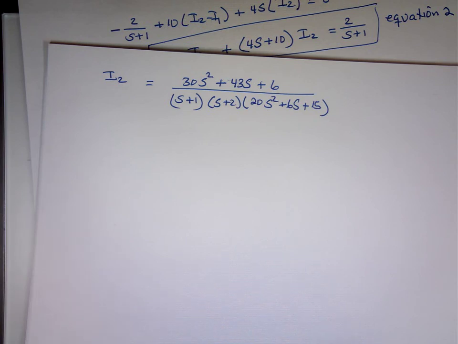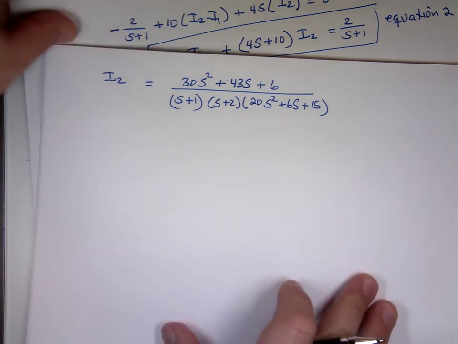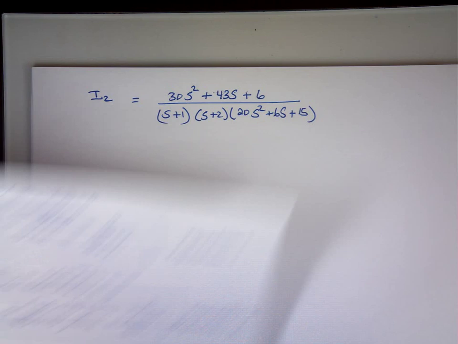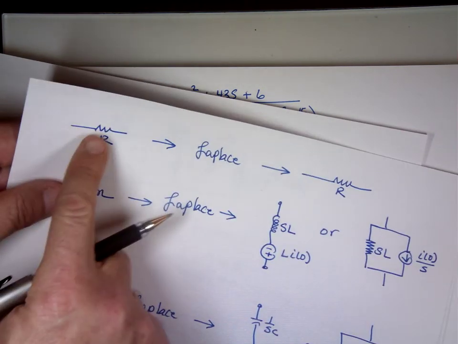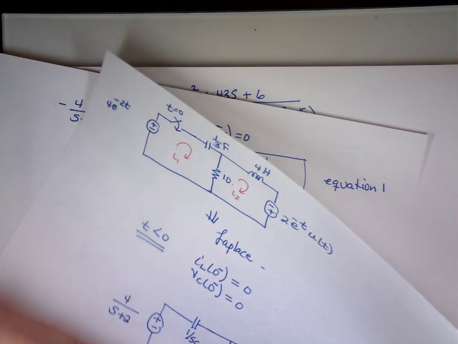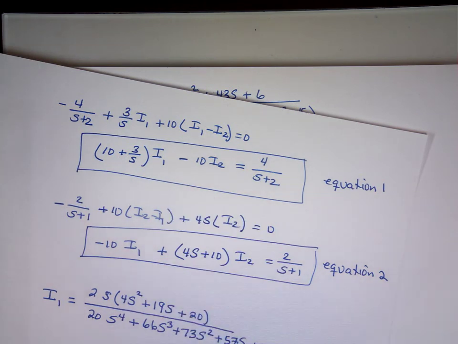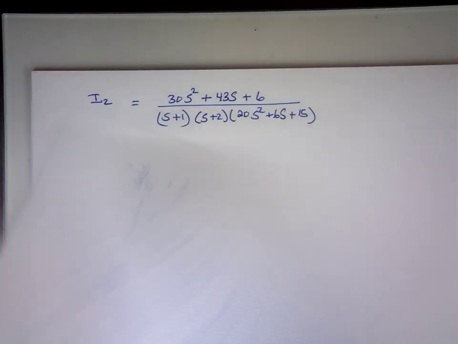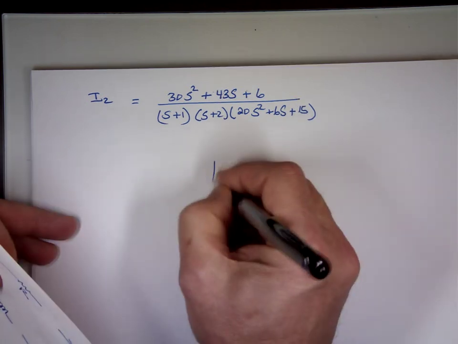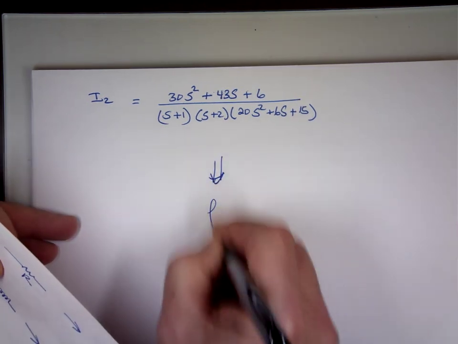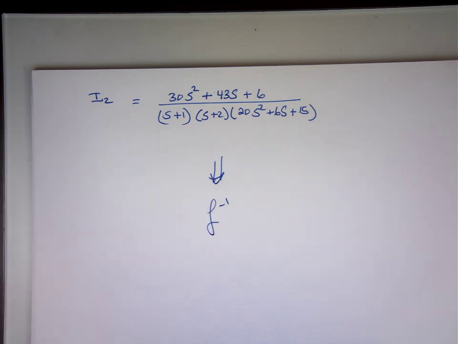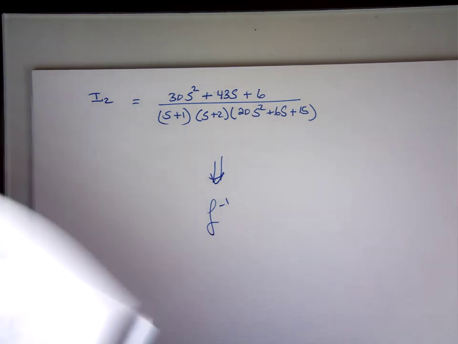Now I have to solve for I sub 1 and I sub 2. So take the circuit from time domain to Laplace, we did that. Solve it in Laplace, we did that. And now change it back to time domain. Step number 3: take the inverse Laplace. Let's look at I sub 1 first, then we'll do I sub 2.